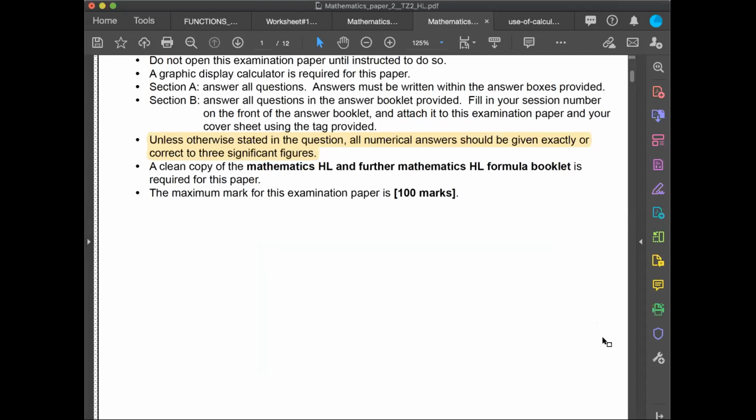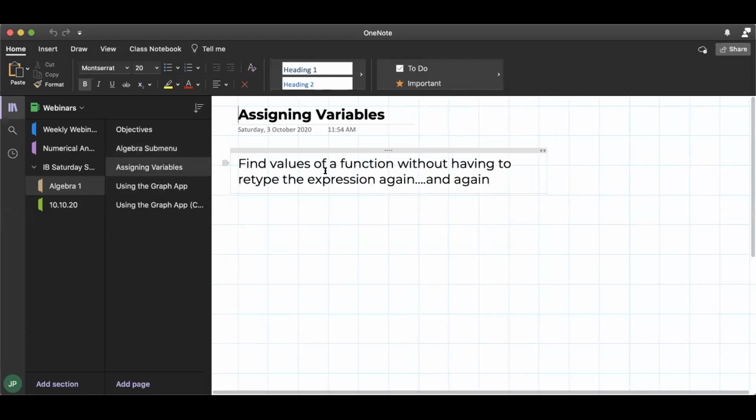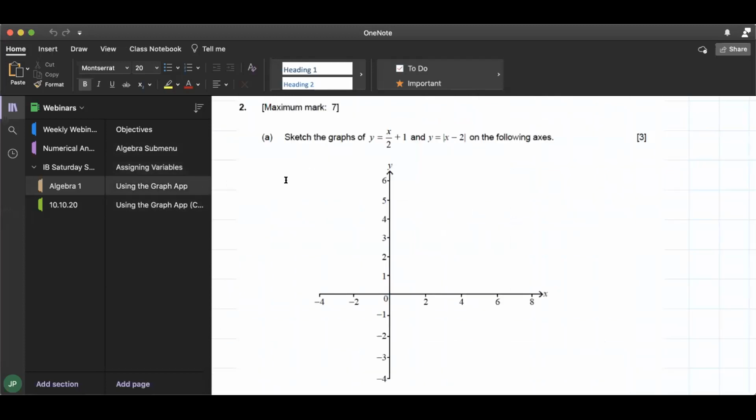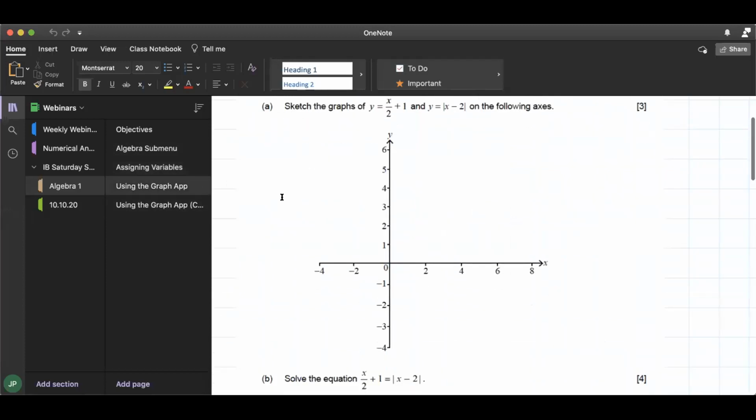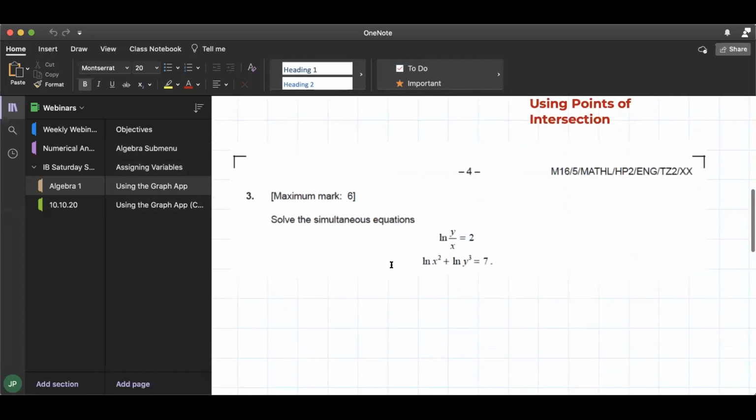So let me take at least one question from the past paper. Based on the algebra submenu, we just saw a couple of examples, and I wanted to talk about this. Maybe I should talk about this at some point, but let's look at a question from this paper. Graph I'll talk about later. I wanted to look at this actually.